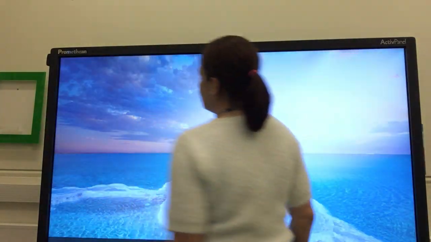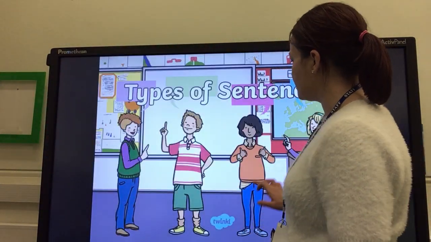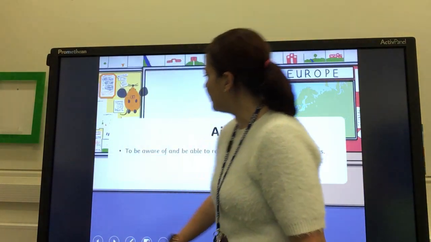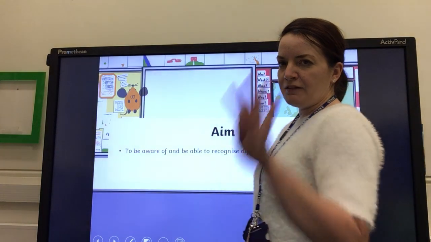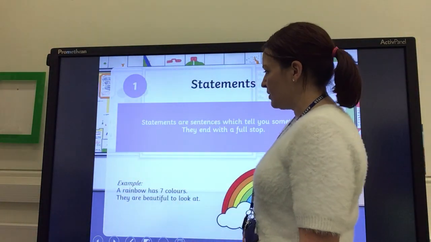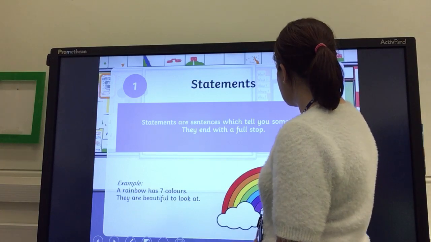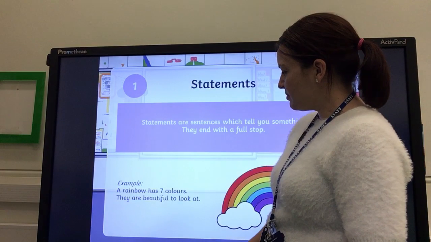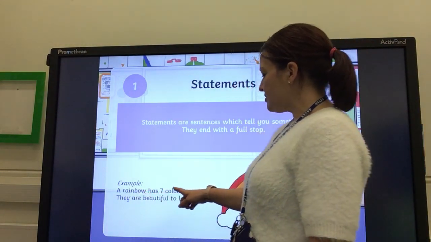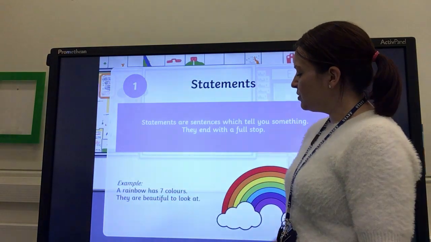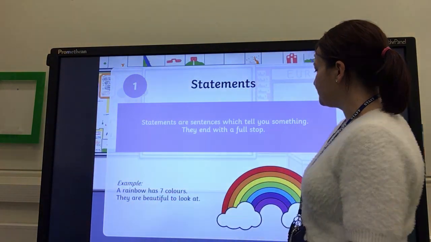I'm just going to take you through it quickly now. We go from the beginning. Types of sentence. So we're going to learn about the 4 different types of sentence. Type number 1 are statements, and statements are sentences which tell you something and they end with a full stop. Here are some examples. A rainbow has 7 colours, full stop. They are beautiful to look at, full stop.